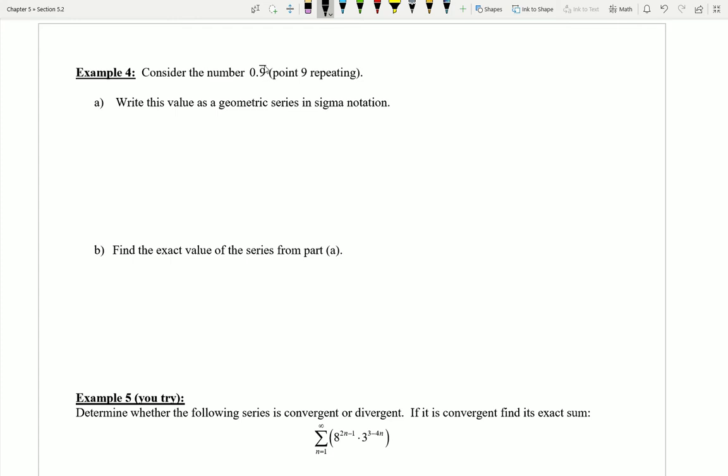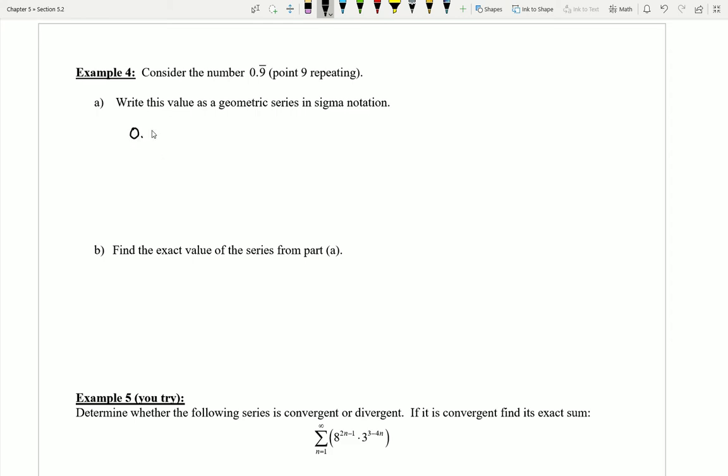So that bar on top of the 9 means the 9s go on forever. Now this is kind of a strange decimal value, these repeating decimals that go on forever. But 0.9 repeating is particularly interesting. I'm actually going to be able to show that I could express this value as a geometric series, and I can write it in sigma notation.